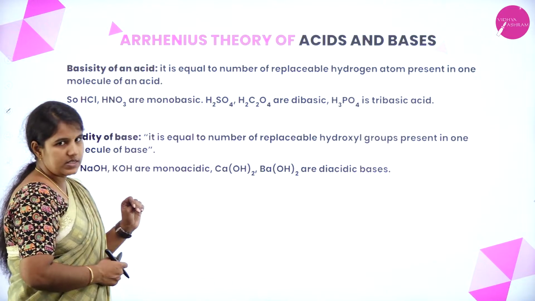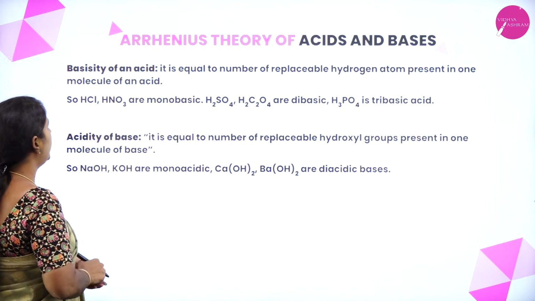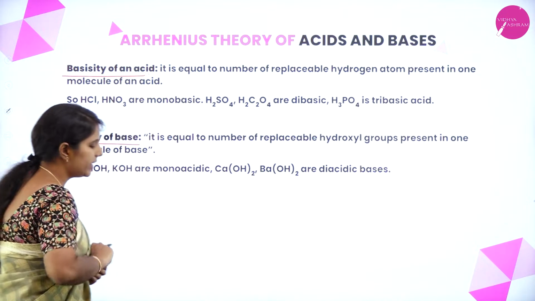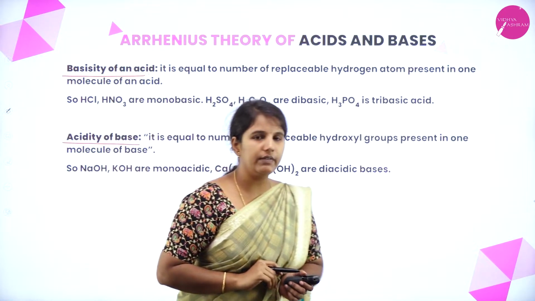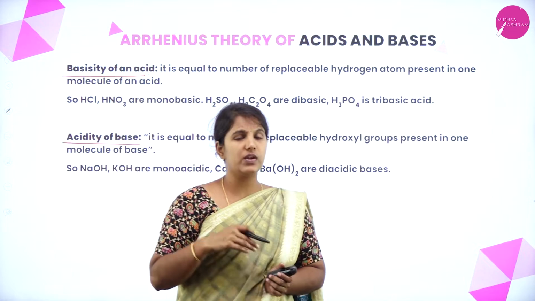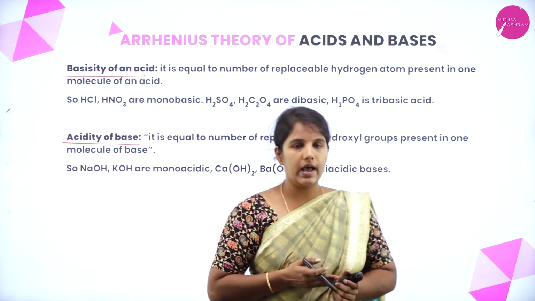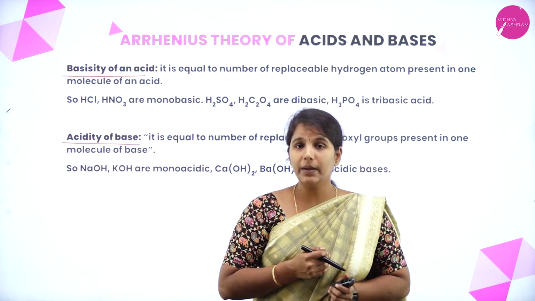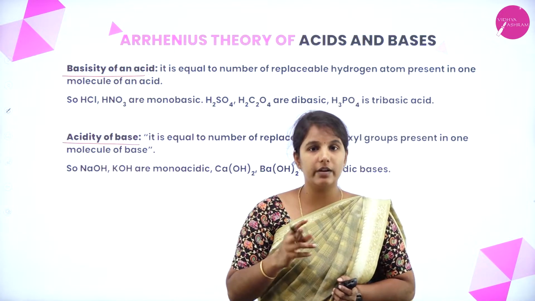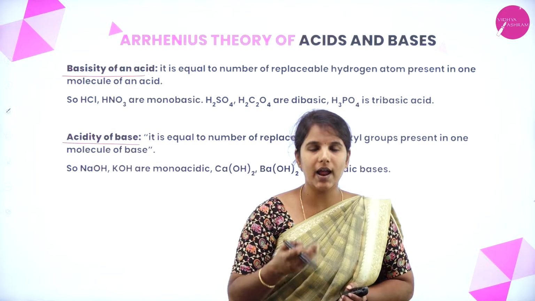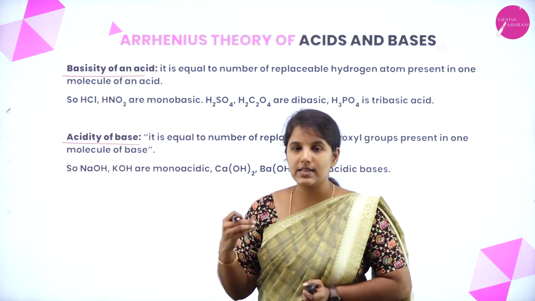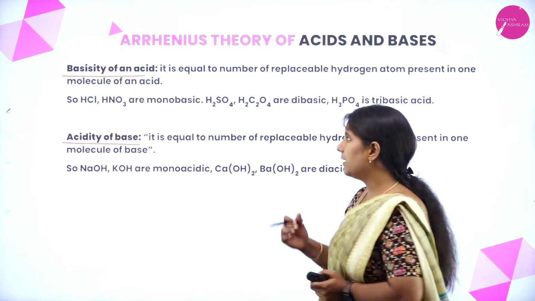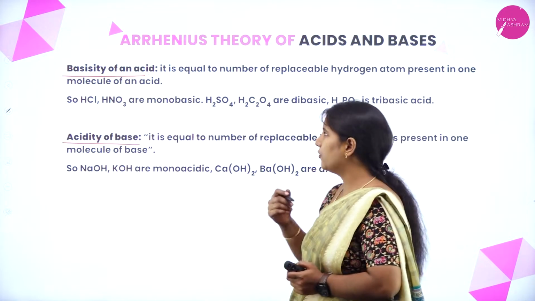In the Arrhenius theory of acids and bases, we need to understand the basicity of an acid and the acidity of a base. But regularly, when we are studying acids and bases, we usually tell the acidity in terms of acid and basicity in terms of bases. But the Arrhenius concept is the reverse of this, and we call it the acidity of bases and the basicity of acids. First, I will go with the basicity of an acid.